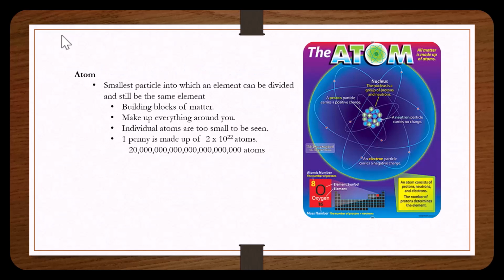An atom is the smallest particle into which an element can be divided and still be the same element. Atoms are building blocks of matter. They make up everything around you. Individual atoms are too small to be seen. To give an idea how small an atom is, 1 penny is made up of about 2 times 10 to the 22nd atoms.